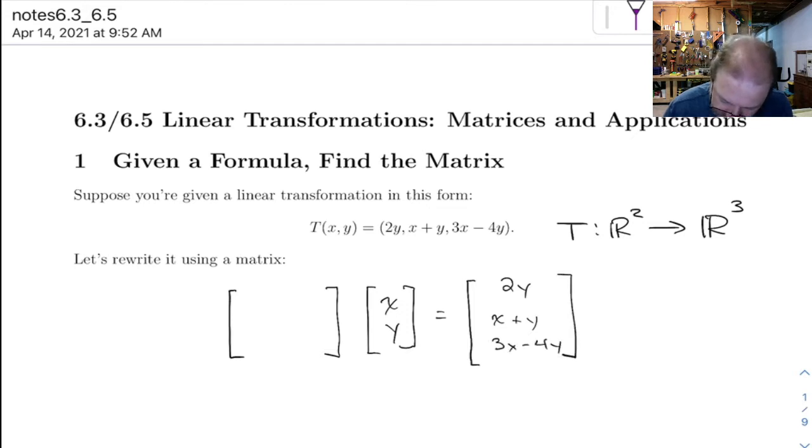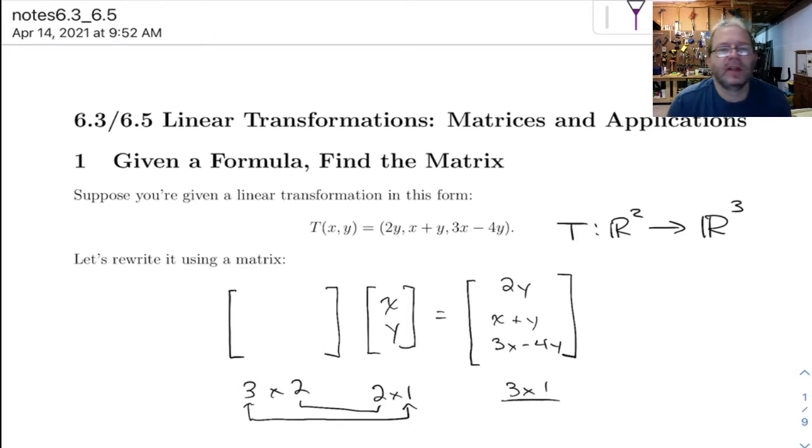Okay, so this is 2 rows by 1 column, this is 3 rows by 1 column, and so to make the matrix multiplication work out, this over here has to be a 3 by 2. That way these match up, and these give us the 3 by 1 over there. And it's actually really easy to come up with what goes over here. This is 3 rows and 2 columns.